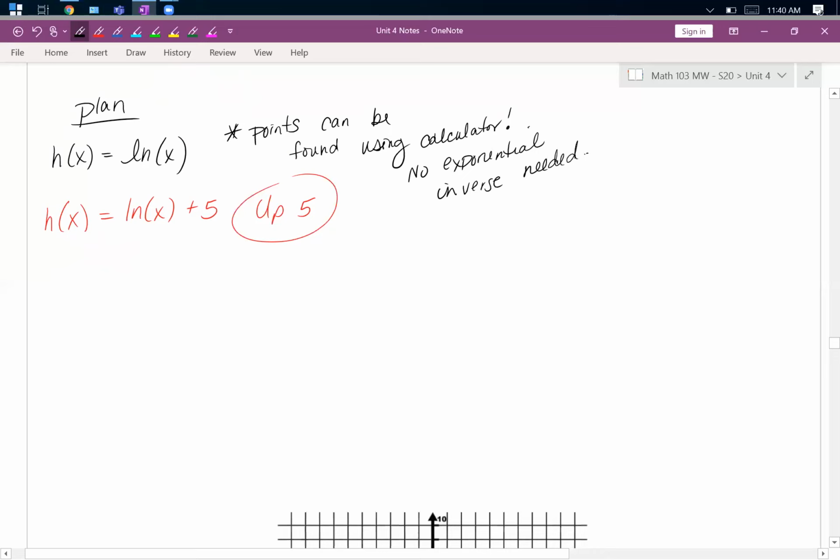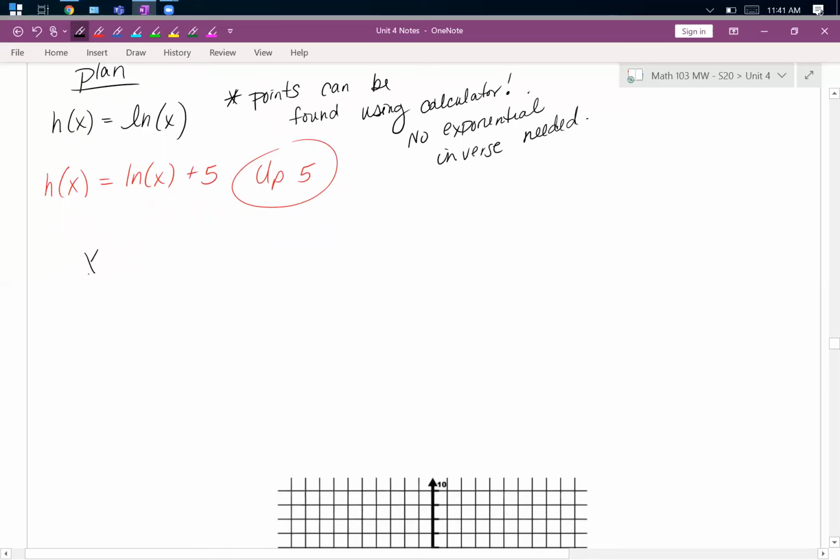All right, no exponential inverse is needed here. We'll simply make an XY chart. What do you know about our options on the X's we can choose? That it tends to be more horizontal than vertical. Well, that's true, but is there a restriction? Can I choose any numbers I want for X? Can I do the same ones I did for the exponentials? Can I do -1, 0, 1, and 2?